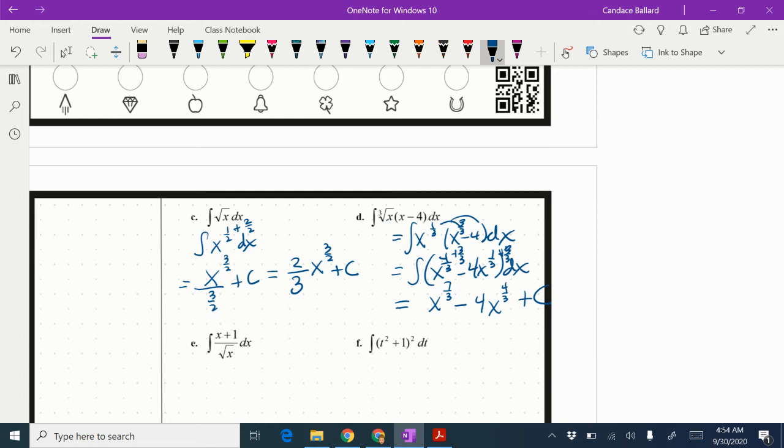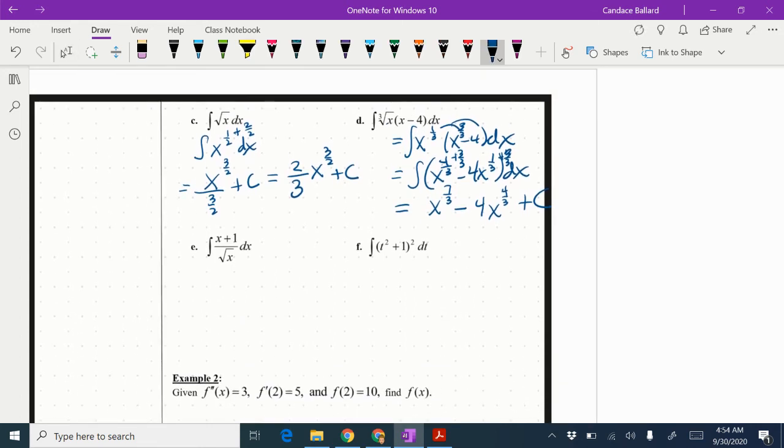Okay, looking at this next one here, I'm going to rewrite a couple of times. So we've got x plus 1 over x to the 1/2 power dx. The next thing I'm going to do is I'm going to split that into 2 separate fractions, which I'm allowed to do. And now I'm going to simplify this one here by subtracting my exponent. So I know that that's 2/2. So I would end up with x to the 1/2 power. And then to bring this upstairs, we make the exponent negative.